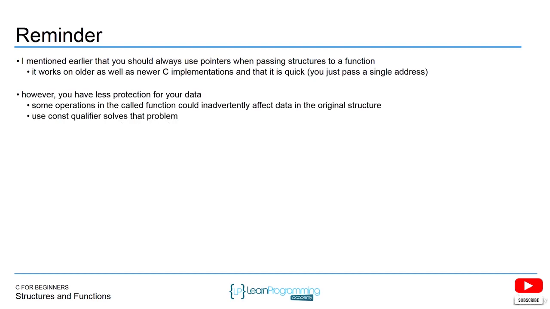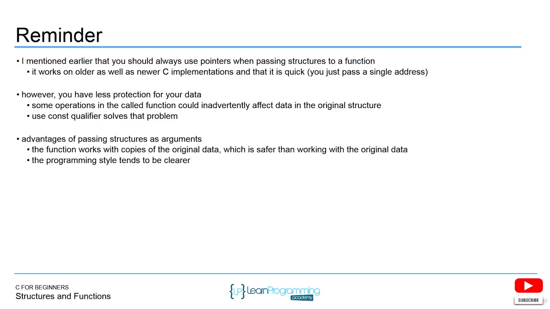But if you do pass in a parameter that's a pointer to a struct inside of a function, it does have less protection for your data. So some operations in the called function could inadvertently affect the data in the original structure. And this is where you want to use the const qualifier, right? And you'd use the const before the actual type, not after the asterisk, and before the parameter name, before the type.